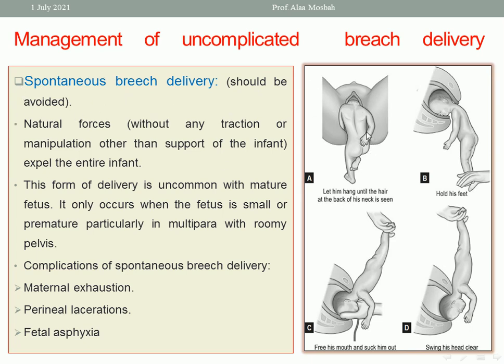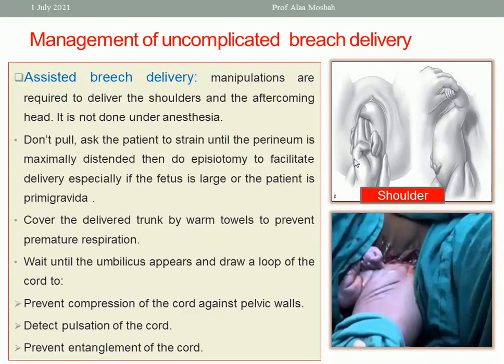As you see in the picture, the baby descends, engages, and the buttocks descend. Then the shoulder descends, delivery of the shoulder. Then the aftercoming, the baby is hanged. Then anybody can hold the baby till the head is delivered in flexion. Complications of spontaneous breech delivery may be maternal exhaustion, perineal laceration, fetal asphyxia, and trauma. Of course, it is not advised.